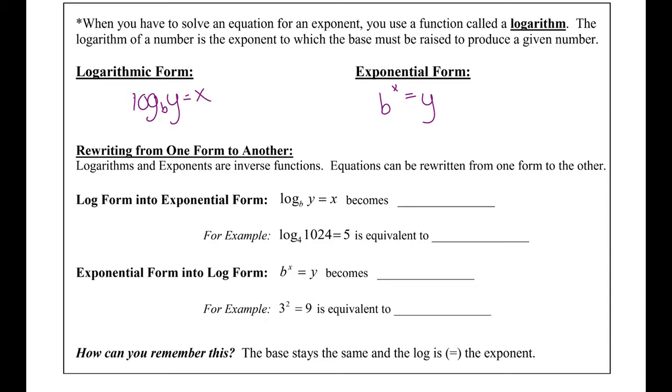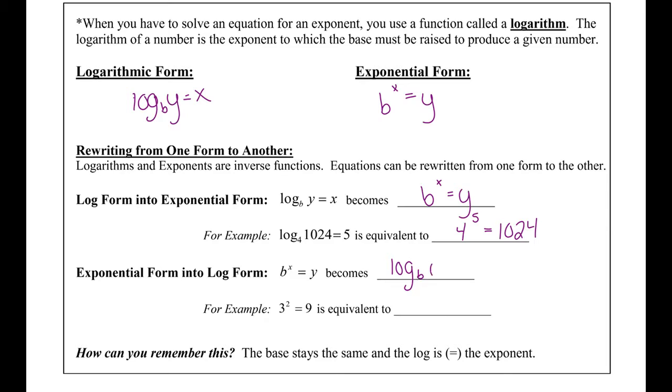From log form into exponential form, log base b of y equals x becomes b to the x power equals y. So for example, log base 4 of 1024 equals 5 is equivalent to the base, which is 4, raised to the power of x, which is 5, equals the y value 1024. And you can confirm that in your calculator. 4 to the 5th power does in fact give you 1024.